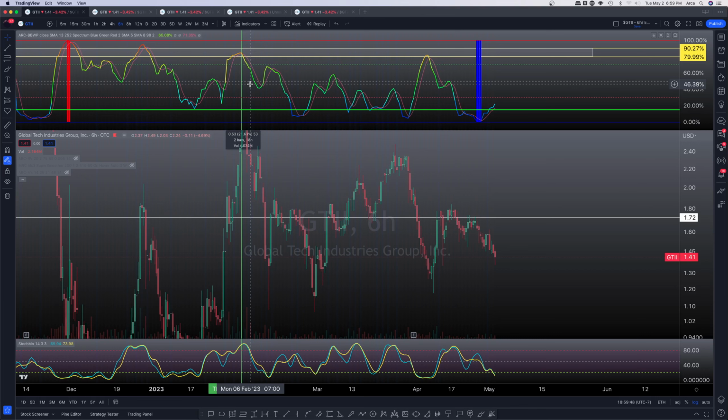GTII could be showing us the range bottom that we've actually been talking about for quite some time. Let's go ahead and go over those details now.